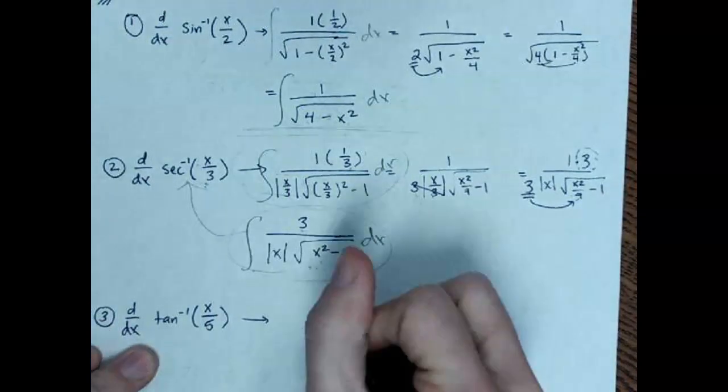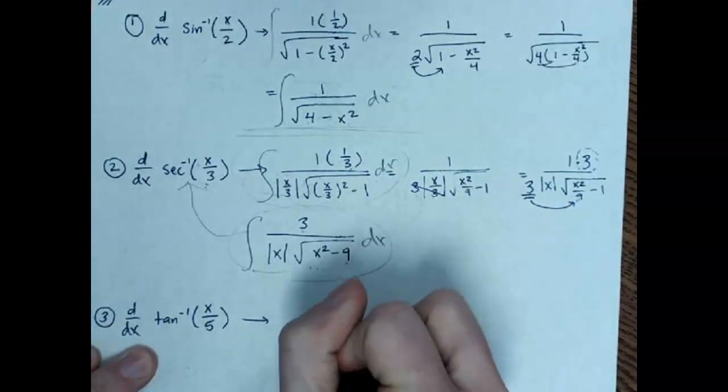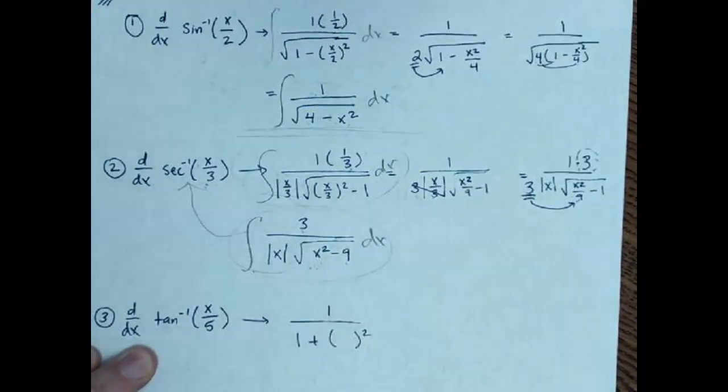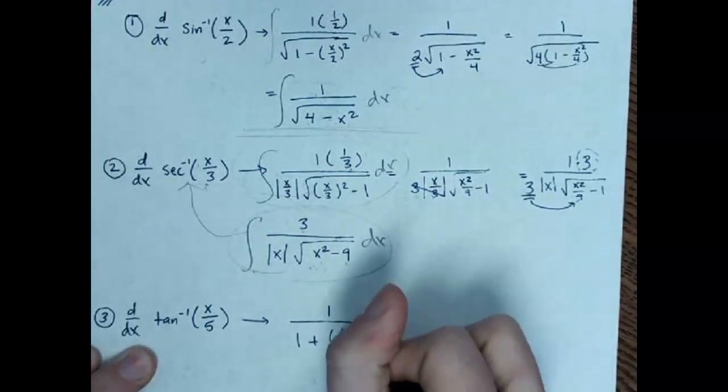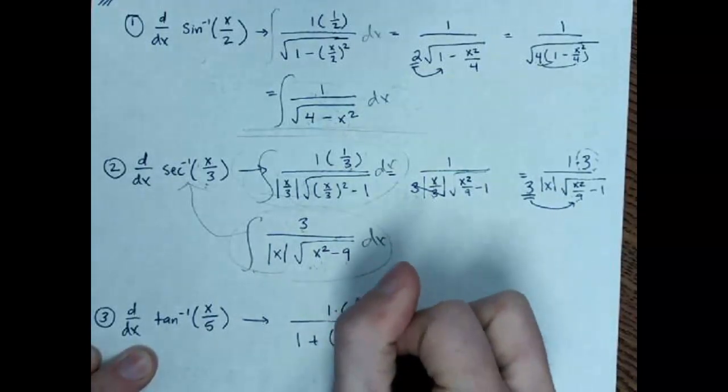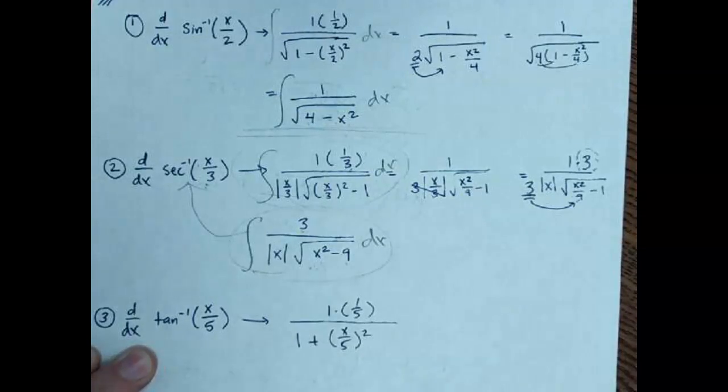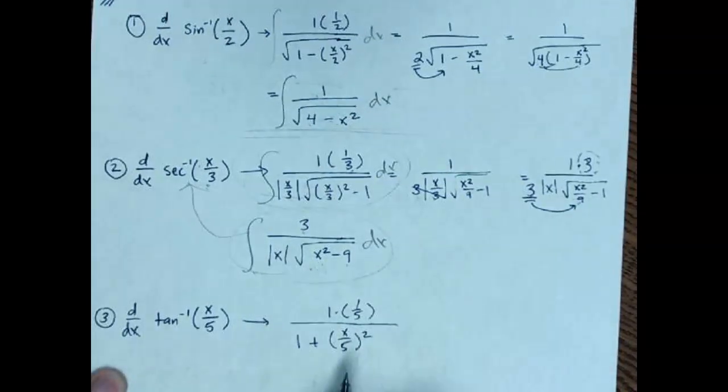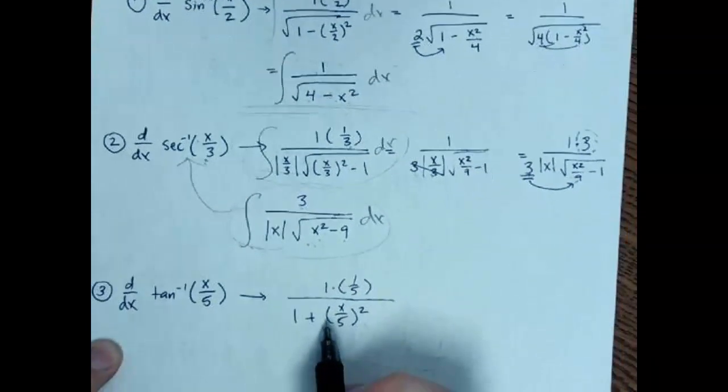Okay, tangent inverse is 1 over 1 plus something squared. Put in that something, x over 5, chain rule, 1/5. Okay, so there's the derivative. Again, if you were to integrate something that looks like this, it would be tangent inverse of x over 5. However, you're not going to see things that start off looking like that.